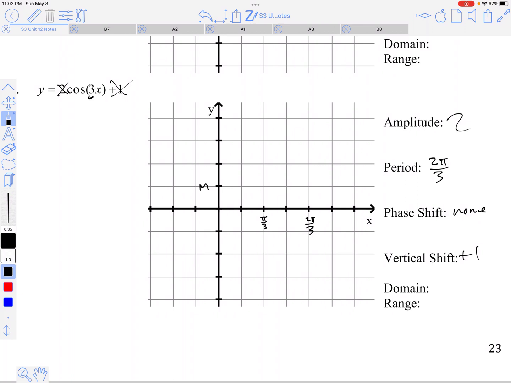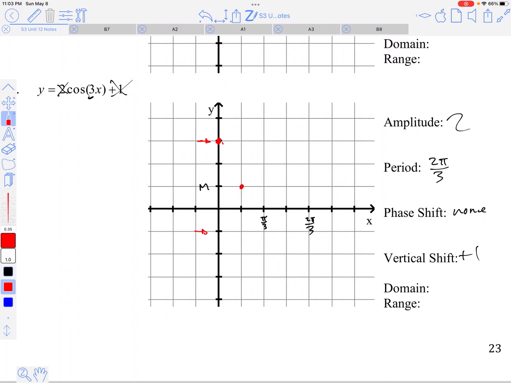Okay, all right, so our midline will be at 1. Our amplitude is going to go 2 above that and 2 below that. There was no phase shift, so that's good. So we're going to start on our midline, but up at 3, because our midline got shifted up 1 and then the amplitude is double. So cosine will start here at 3.